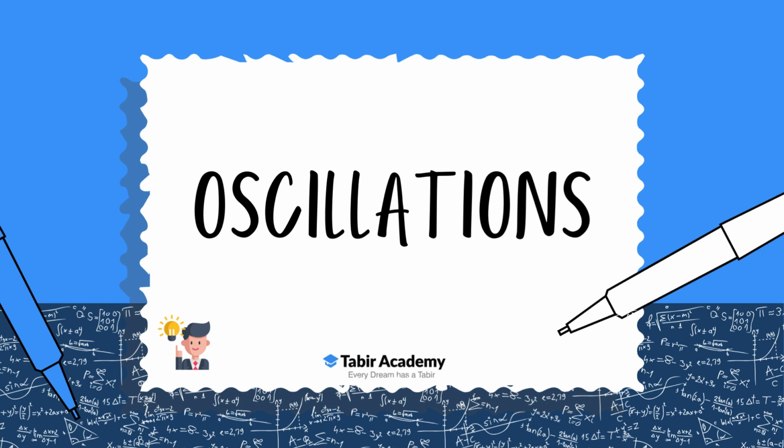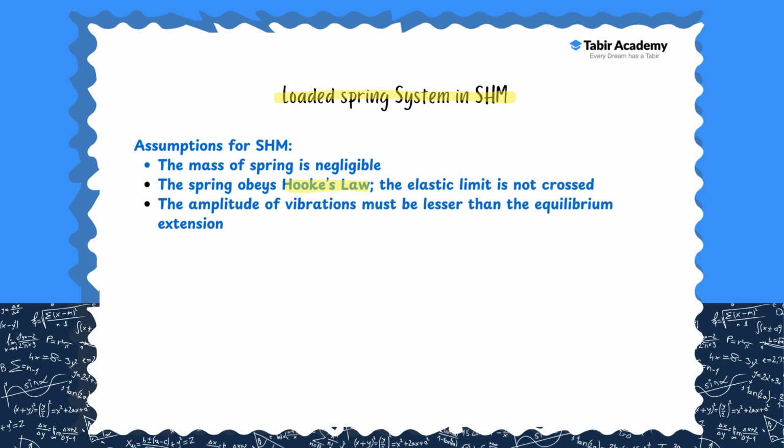Now, moving on to loaded spring systems in simple harmonic motion. For simple harmonic motion, we need to make three assumptions. Firstly, we say that the mass of the spring is negligible. Secondly, we say that the spring obeys Hooke's law, which means that the elastic limit of the spring is not being crossed. And our third assumption is that the amplitude of vibrations must be lesser than the equilibrium extension.